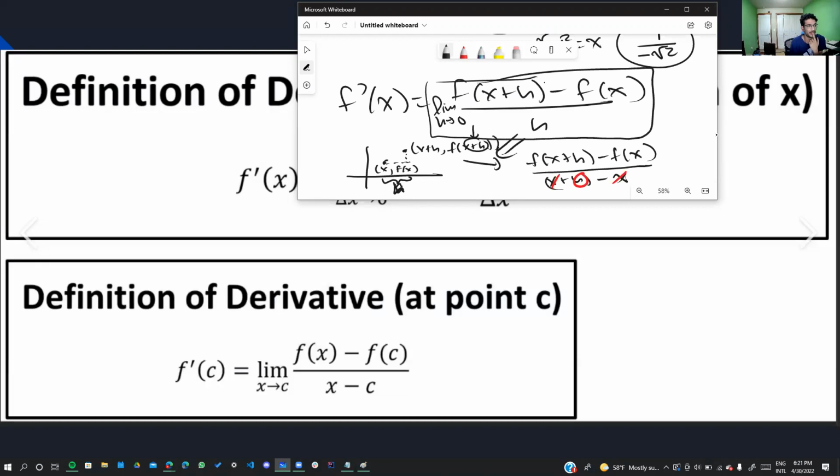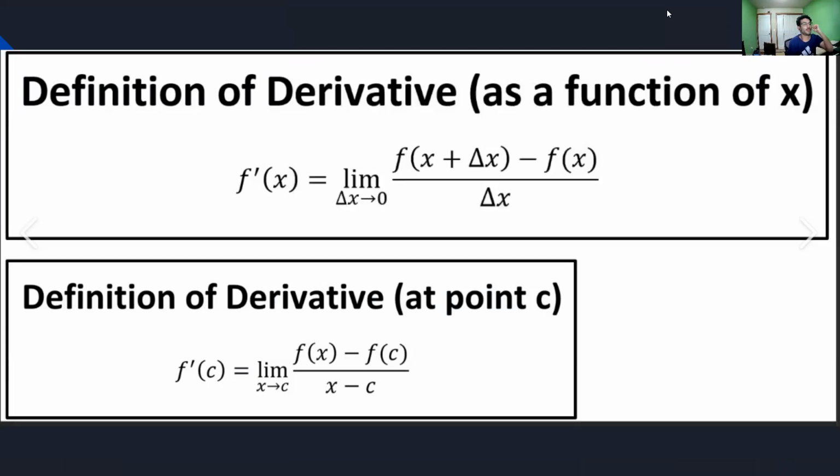This doesn't come up on the exam a lot, but it's definitely good to know. And then over here, definition of derivative at point c, that's the alternate form of the derivative. Again, this is just basically a slope formula. You just need to understand that derivatives are just slopes, and if you can interrelate the two formulas together, you're good to go.